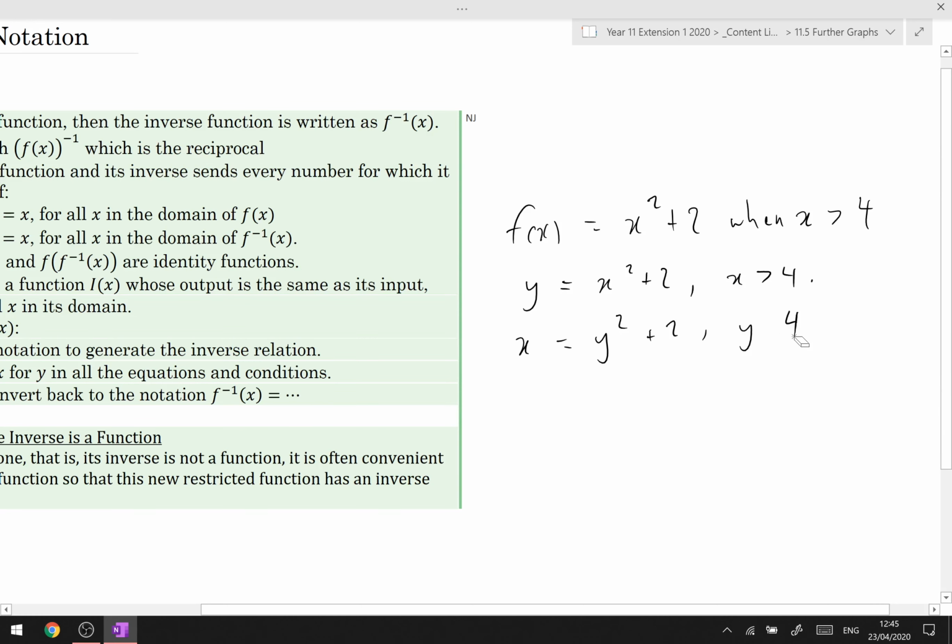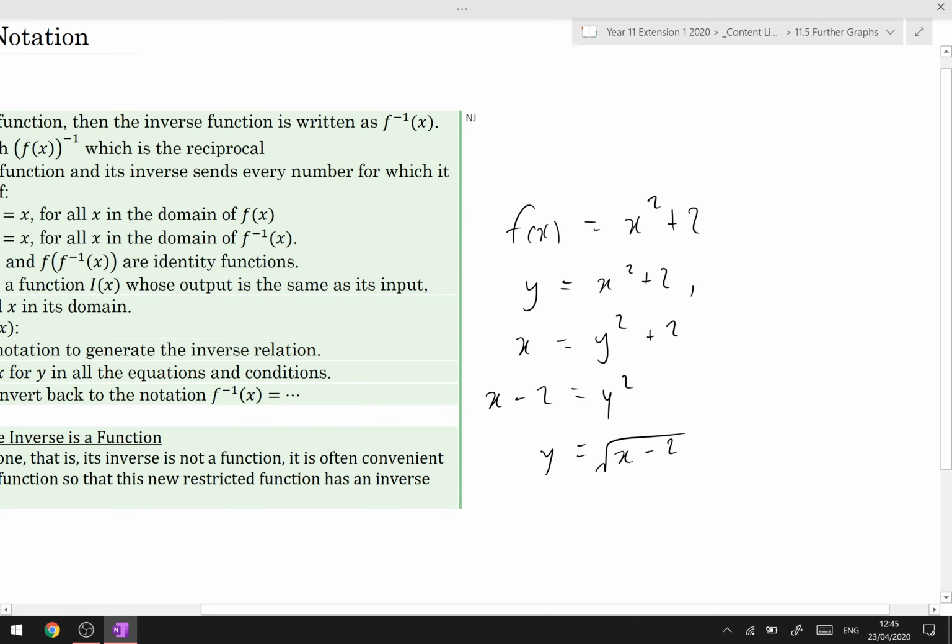So we'll ignore this bit on the right here for a moment, and we'll just focus on the left bit. So get rid of all that, and we'll continue on with this one. So x is equal to y squared plus 2, so we're going to solve this for y. So it becomes x minus 2 is equal to y squared. So y is equal to the square root of x minus 2.